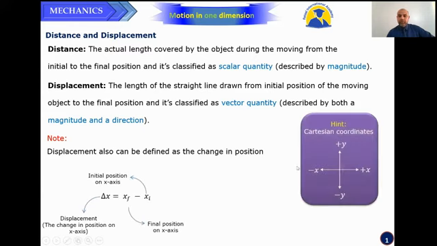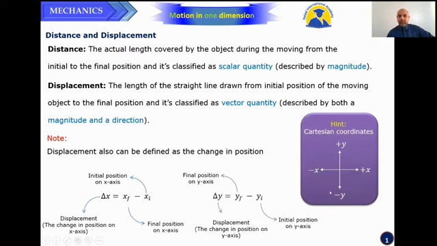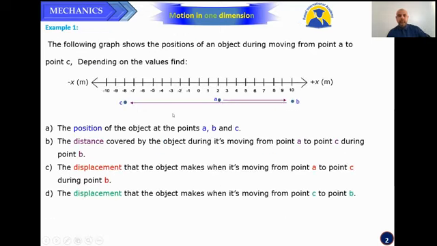If the object is moving in the x-axis, the displacement will be delta x, while if the object is moving in the y-axis, the displacement will be delta y. Delta x is equal to x final minus x initial. X final is the final position on the x-axis, and x initial is the initial position on the x-axis. While y final is the final position on the y-axis, and y initial is the initial position on the y-axis.